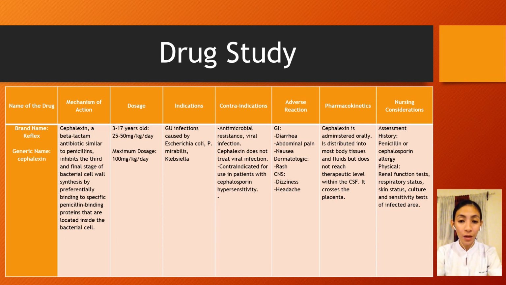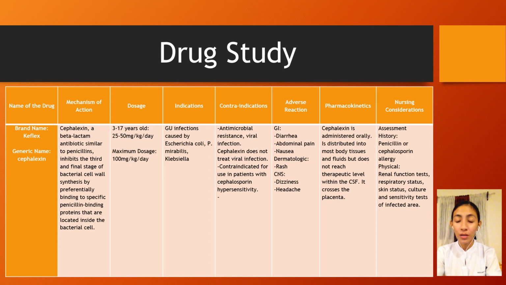First is cephalexin, Keflex, which is an antibiotic. Name of the drug: brand name is Keflex and the generic name is cephalexin. And the mechanism of action, cephalexin, a beta-lactam antibiotic similar to penicillins, inhibits the third and final stage of bacterial cell wall synthesis by preferentially binding to specific penicillin binding proteins that are located inside the bacterial cell. Next is dosage, 3 to 17 years old, 25 to 50 mg per kilogram per day, and the maximum dosage is 100 mg per kilogram per day.